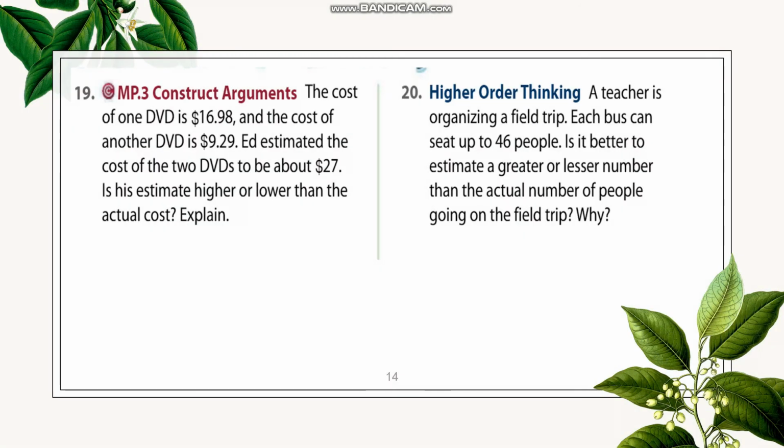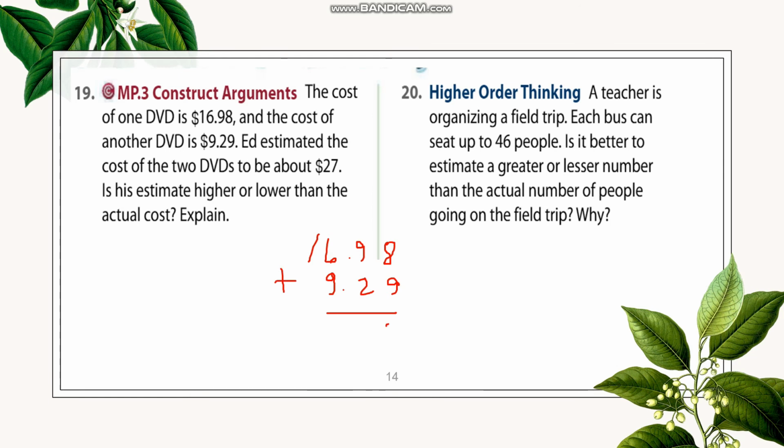Question number 19. The cost of one DVD is $16.98 and the cost of another DVD is $9.29 and Ed estimated the cost of the two DVDs to be about $27. Is his estimate higher or lower than the actual cost? So we're going to find out first the actual cost in order to compare if his estimation is higher or lower. Okay, so 9.29. To get the actual cost, we need to add these two.